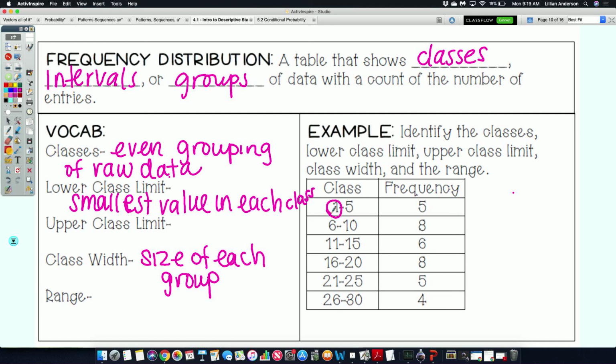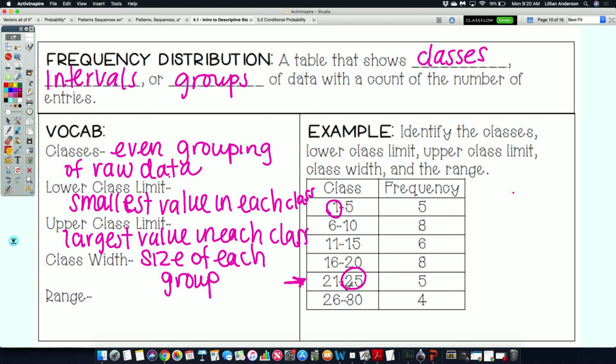And then, of course, the upper class limit would be the largest value for each class. So if I look at this particular class, what would be the upper class limit? Where the arrow is. 25. It'll be 25. There we go.